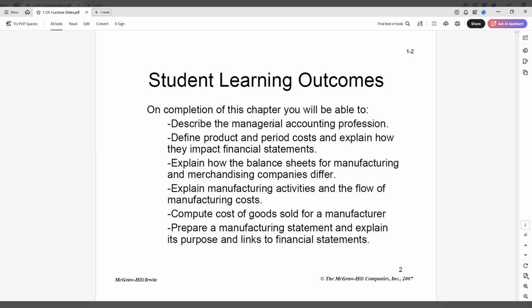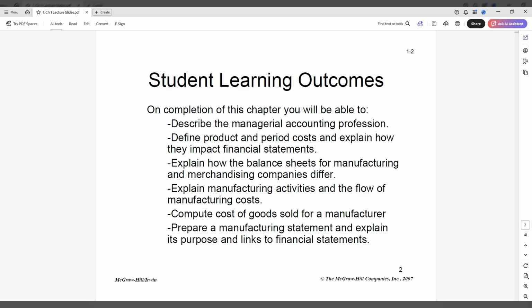We're going to talk about what is the managerial accounting profession, just kind of give an overview of managerial accounting in general. And then we're going to talk about some specifics related to cost accounting. We're going to define product and period cost, explain how they impact financial statements. We're going to explain some of the differences between manufacturing and merchandising companies from a balance sheet perspective.